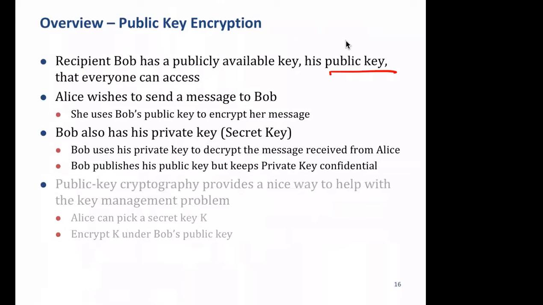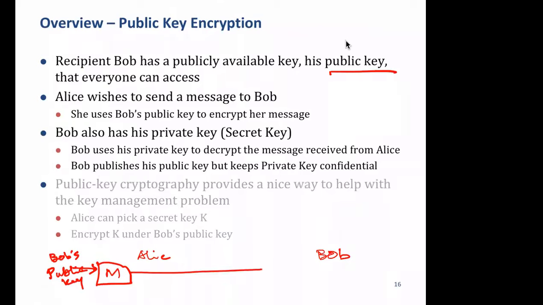So if Alice wants to send a message to Bob, Alice has a message M. She can encrypt it using Bob's public key, and she sends this encrypted message to Bob. Bob will use his private key to decrypt the message M. So this is the way it happens.